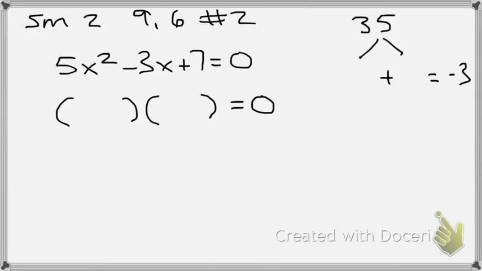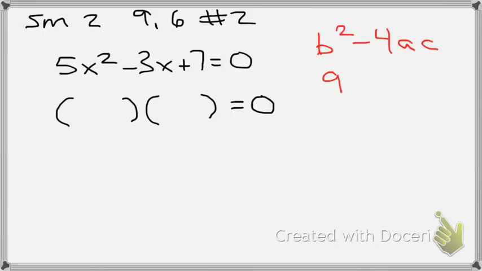We can't even do this one by graphing because it's going to end up being an imaginary number. When I look at my discriminant, b squared minus 4ac, I'm going to get 9 minus 4 times 5 times 7. And this is a lot bigger than 9, right? So it's going to end up being a negative number. If my discriminant's negative, I'm going to end up with two imaginary answers. So the only way I can go is if I do the, how do I solve it?